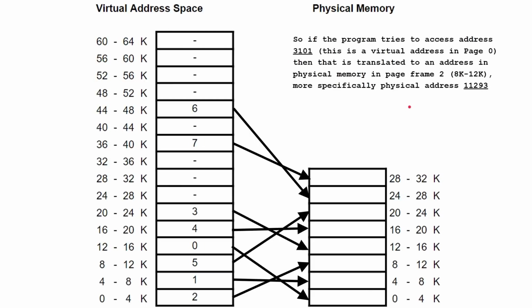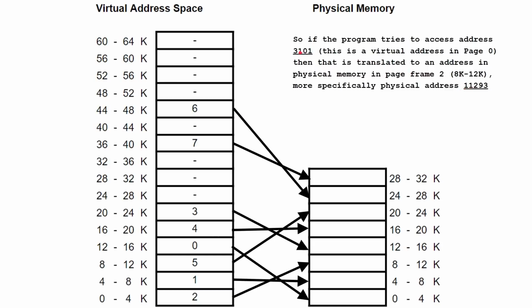So if a program tries to access the address 3101, that's a virtual address, and it's down here in page 0, so it's less than 4096. Okay, what happens is it looks at the mapping and follows it through to here, and actually it will be an address somewhere in this page frame 2, which is in the 8K to 12K. And in fact, it works out to address 11293.